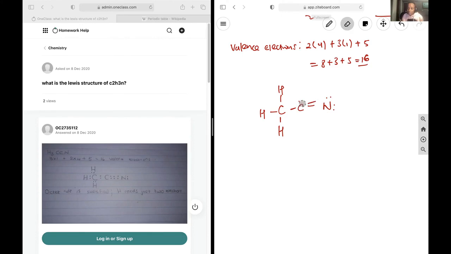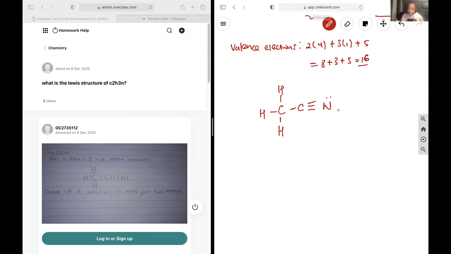2, 4, 6, 8. And then let's see, 2, 4, 6, 8, 10, 12, 14, 16, 18. So we're still going to be 2 over. So we can deal with this by getting rid of those 2 and having a double bond like that. Another bond like that. So 2, 4, 6, 8, 10, 12, 14, 16. Perfect. All of them are accounted for.